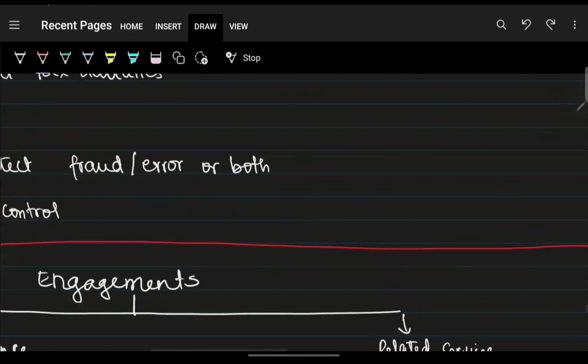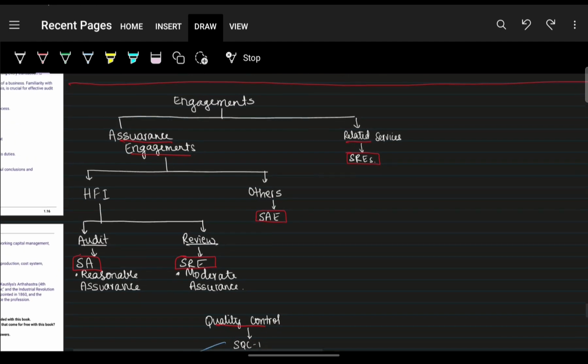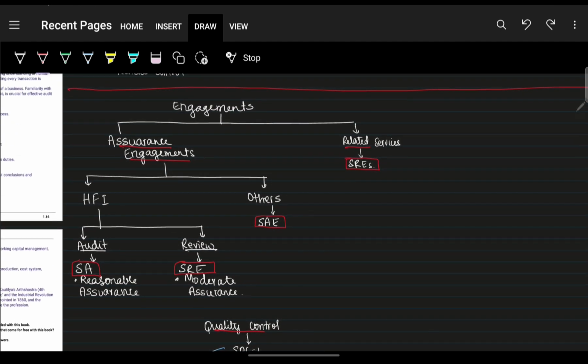Next, here is an overview of the kinds of engagements that are there in audit ethics, like the kinds of auditing that can be done or the kinds of engagements that can be entered into. Firstly, there is the assurance engagement relating to historical financial information. When it comes to historical financial information, if you're giving a reasonable assurance, meaning a high level of assurance, then it is called an audit. If you're giving a moderate or lower level of assurance, it is called a review.